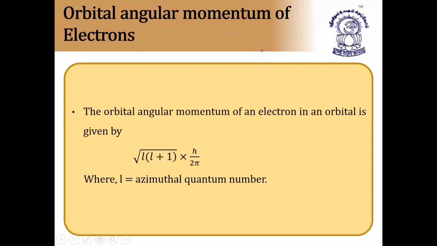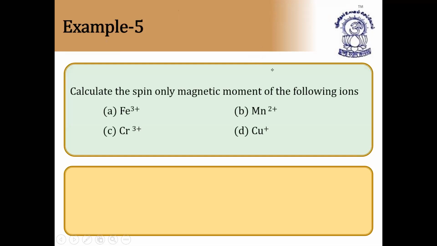The orbital angular momentum of an electron in an orbital is given by root of l into l plus 1 into h by 2 pi. This already we know. So l is equal to azimuthal quantum number. Next, example 5. Calculate the spin only magnetic moment of the following ions. Now I'm going to solve this question. Fe plus 3 is given. Fe plus 3 first. We'll write Fe plus 3.